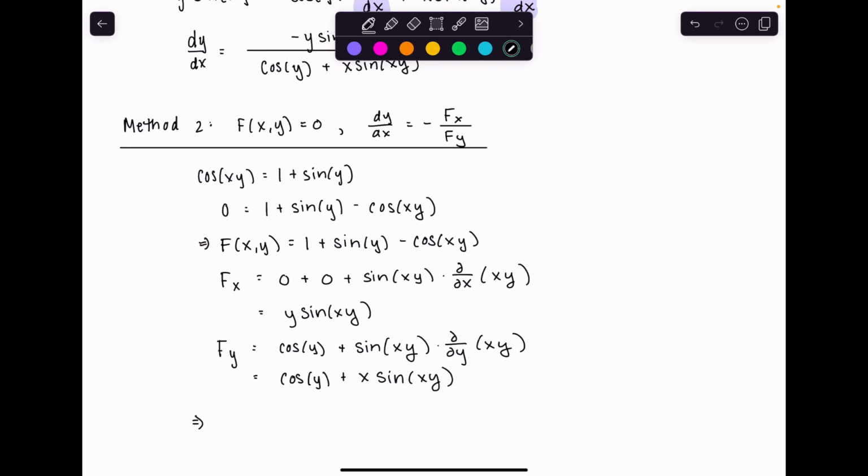So ultimately, the derivative of y with respect to x is negative y sine of xy over cosine of y plus x sine of xy. Same result, completely up to you as to what's easier. I'm not going to make you memorize a formula in any way, shape, or form, but I think ultimately taking some partial derivatives is a little bit cleaner. It's less algebra that you end up having to do, but the preference is yours.